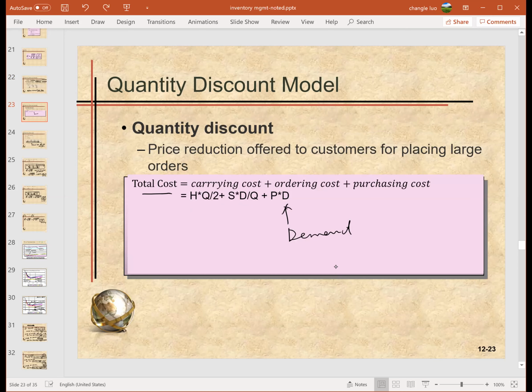This is exactly the same as what we have done before, but we also have the price times demand. Remember, this D here is the demand. With price, the purchase cost is not the price times Q; instead, it's the price times the demand for the whole year. This is our new formula to work on, and we try to minimize it. To do that, we do the same thing as before, but it's truncated into three different regions.